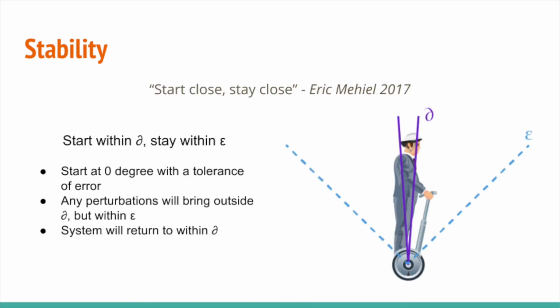The Segway is a stable device under normal use. When the rider boards the Segway, the device starts within a delta region where the device is upright. As long as the Segway does not tip over, then any perturbations by the user will bring the device out of delta but within epsilon. The Segway controllers will then bring the device back into the delta region.